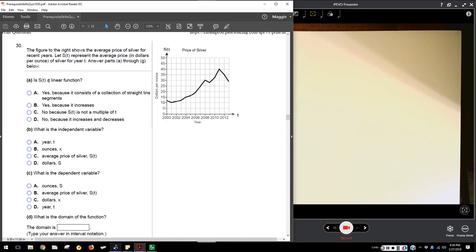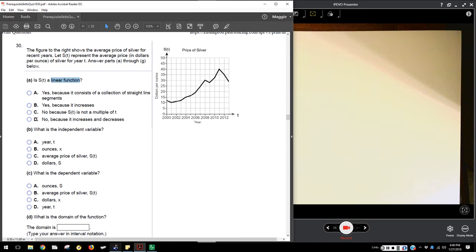Is S of t a linear function? Linear function means that it is a graph of a straight line. And is it a straight line? Well, no. It is a collection of line segments. That's true, but that doesn't make it a linear function. The fact that it increases just tells us that the slope would be positive, and there are, in fact, places on this function where the slope is negative. And S of t not being a multiple of t has no bearing on this whatsoever. That's like your throwaway answer. The correct answer is no, because linear functions have a constant slope.